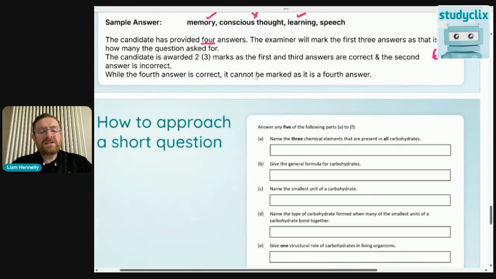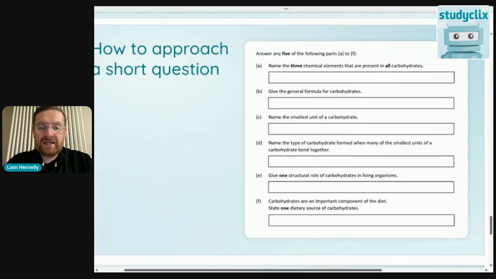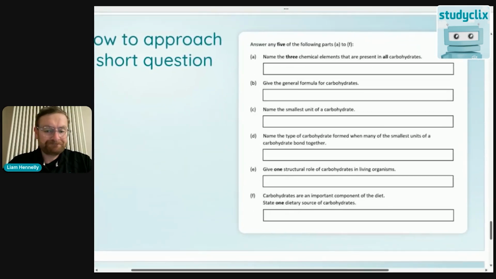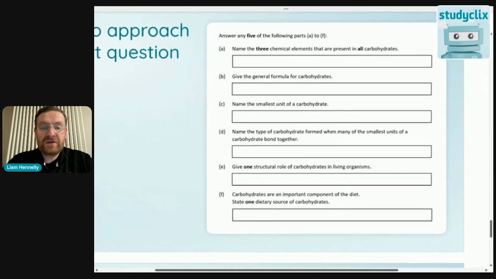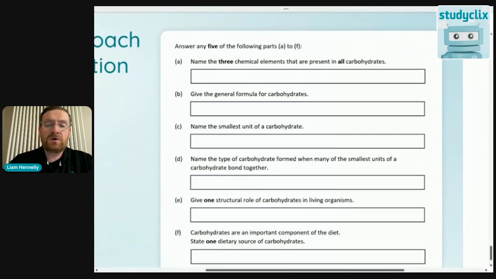So what I would like to focus on with you now and maybe go through with you is a guide on how to approach some questions and also how to break down a long question. Here's a short question that you will find in section A. It's nearly always going to be question 1. Name the 3 chemical elements that are present in all carbohydrates.